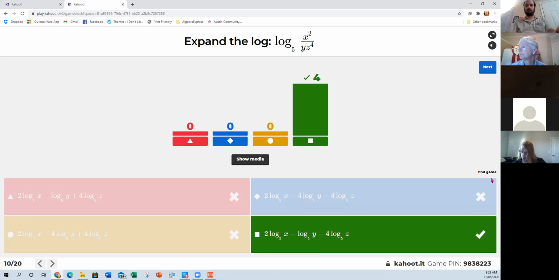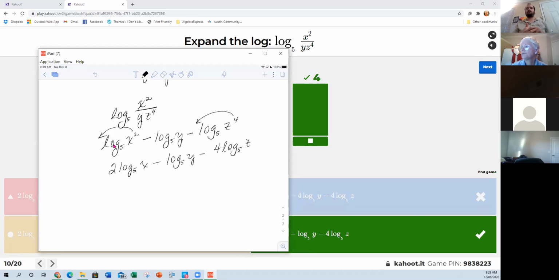Good, good. So those of you that answered it got it right. So when you're expanding the log, every single variable gets its own log. And if it's in the numerator, it's positive. If it's in the denominator, it gets a negative. And then you just bring the exponents, if there are any, to the front of the logs, and that gives you your answer.